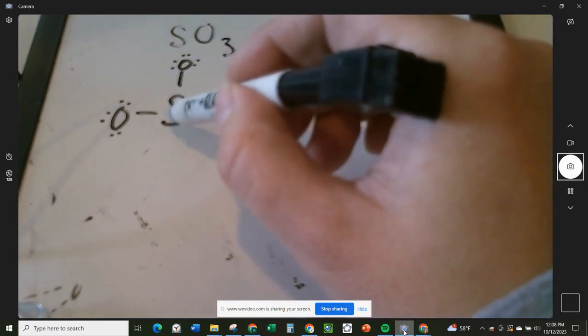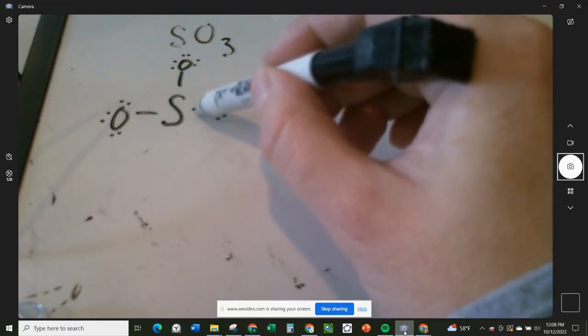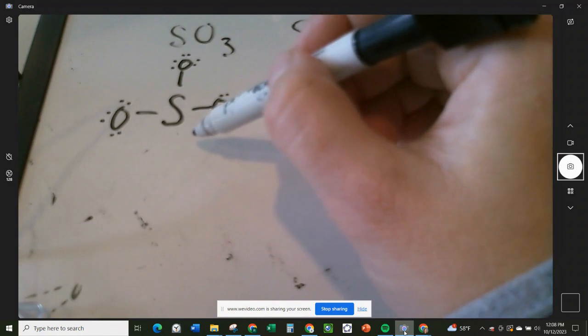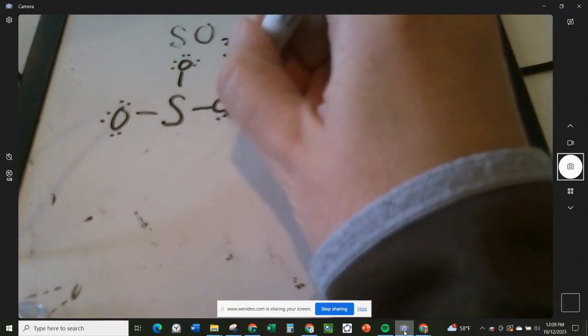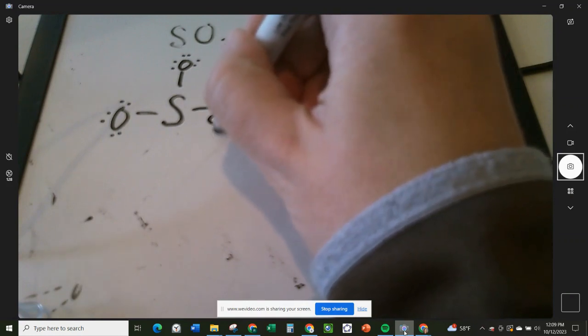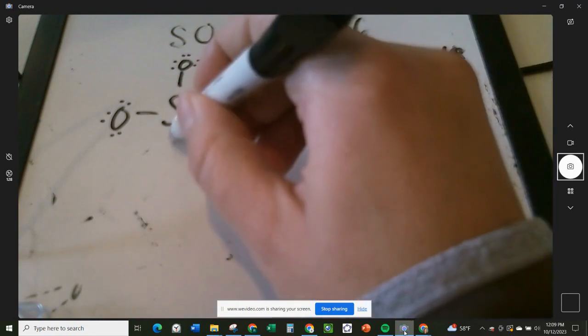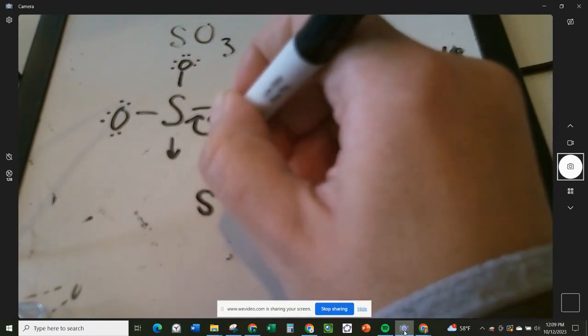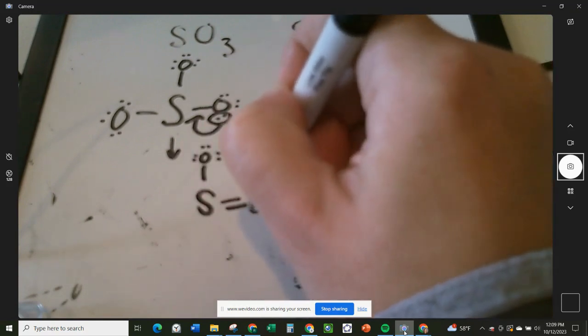If we look at sulfur, though, sulfur only has 2, 4, 6. So the bonds each have 2, 2, 4, 6. So this sulfur is not happy. So what we're going to do is we're just going to pick some lone pair, and we're going to move that lone pair in between the atoms so that they're sharing those electrons. So I'm going to draw that again. I'm just going to copy everything down, but now we have a double bond over here.